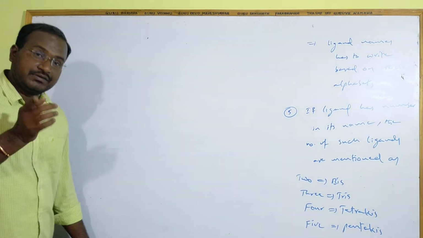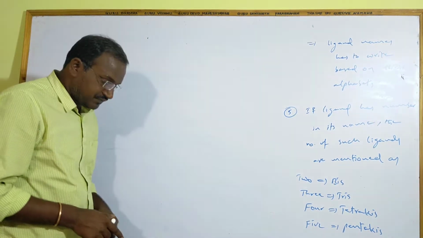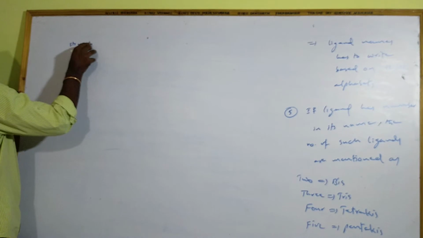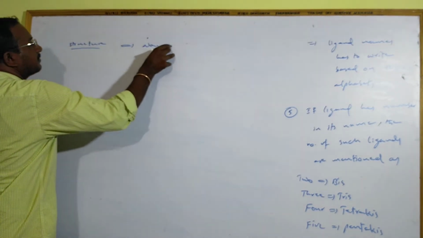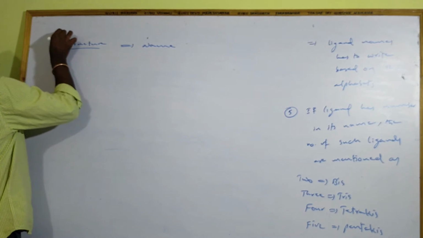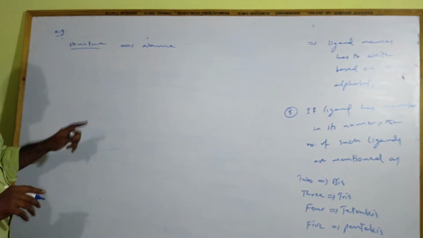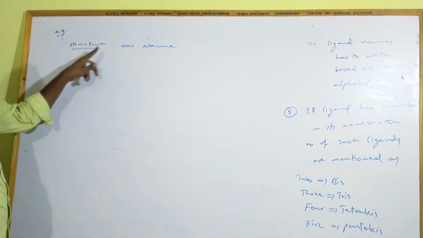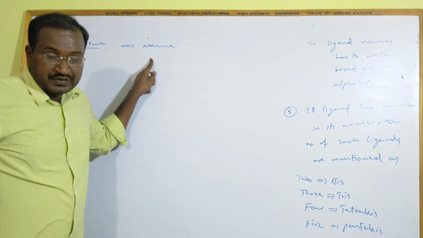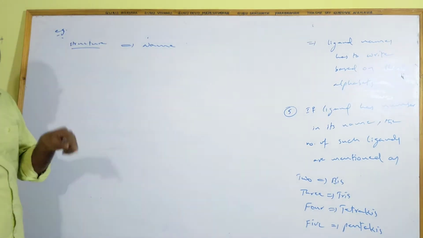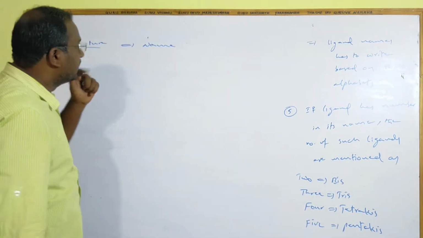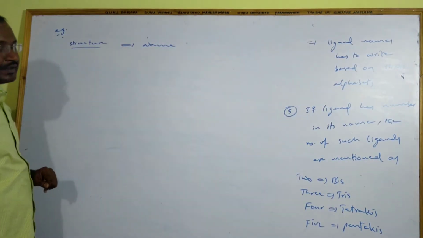They will give the structure, and for that, let me write the name. These are examples of complex compounds, to write the nomenclature. They will give the structure, we have to say the name. In some cases, they will give the name, and we have to write the structure. First, structure to name.